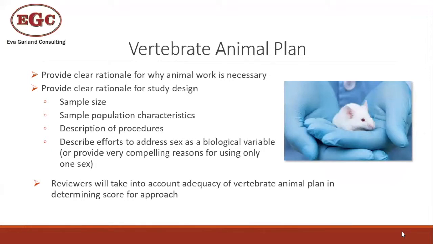If your study involves vertebrate animal research, you will need to include a vertebrate animal plan that addresses why animal work is necessary and provides a clear rationale for your study design. Again, take note of what specific aspects must be addressed by carefully reading the FOA. As for human subjects, you need to provide a clear rationale and a power analysis supporting your sample size, describe your sample population characteristics, and describe efforts to address sex as a biological variable. In addition, you will need to include a description of procedures, including efforts to reduce pain and suffering. Reviewers will take into account the adequacy of your vertebrate animal plan when determining the score for approach.